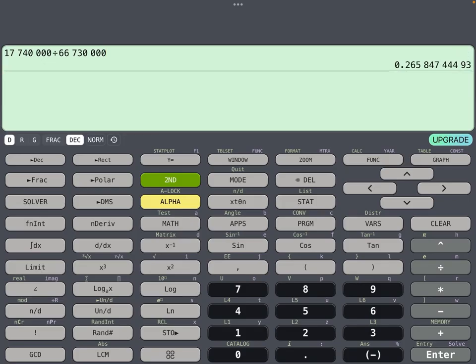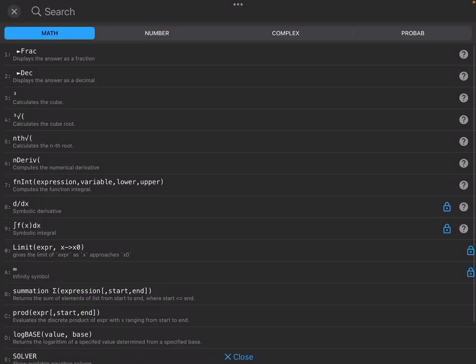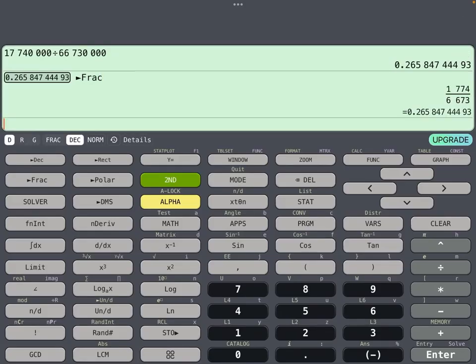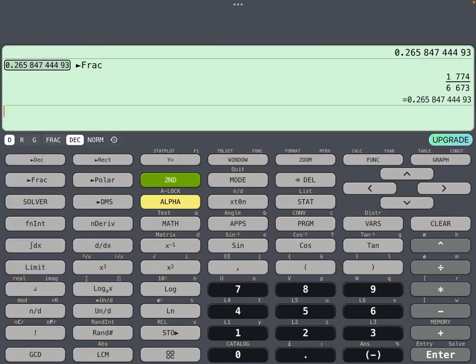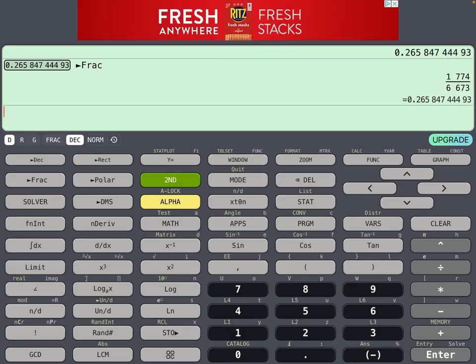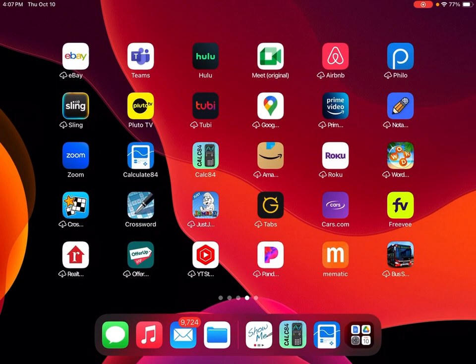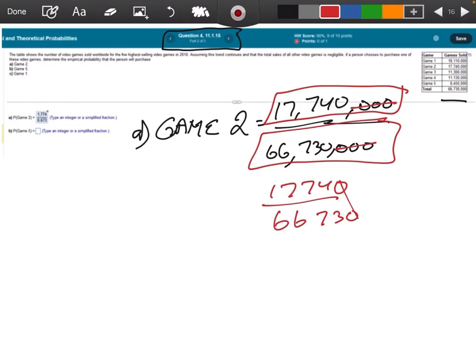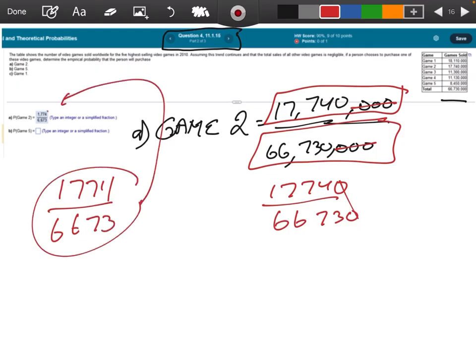And then there should be a math button here too. Let me see if I can convert it to a fraction for me. Boom, and there it is, y'all. Look, they converted it to a fraction. 1,774 over 6673. So I'm going to go 1774 over 6673. And if you can tell, y'all, that's exactly what they have right there, okay?